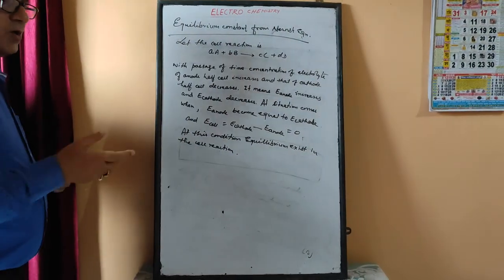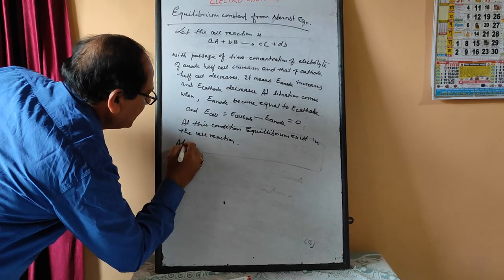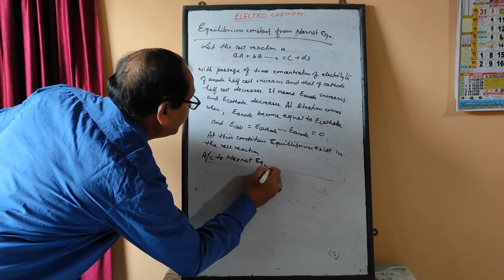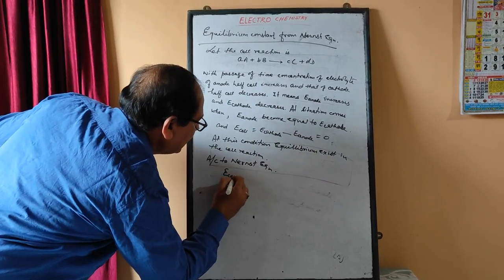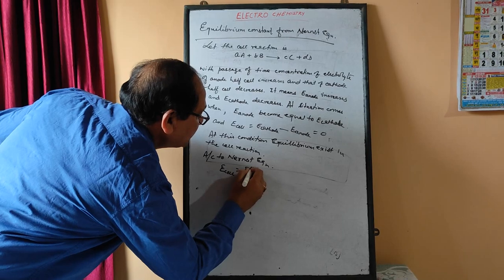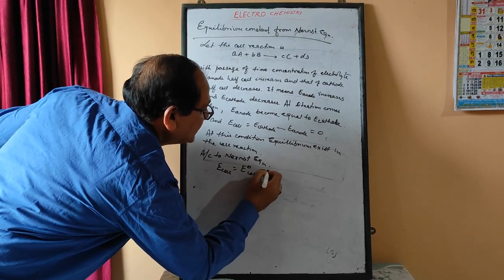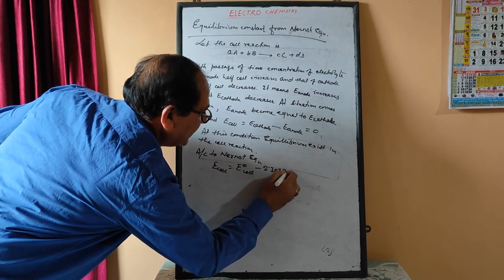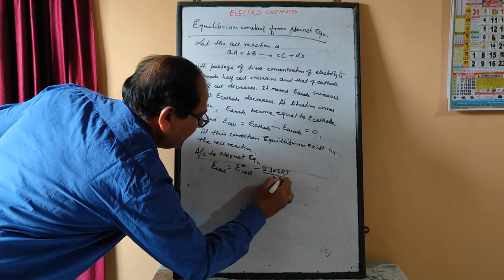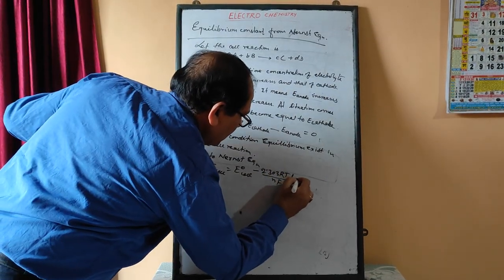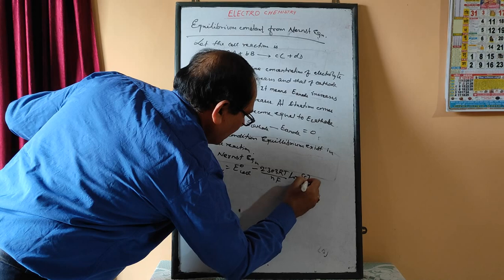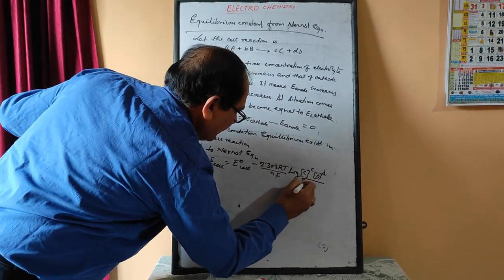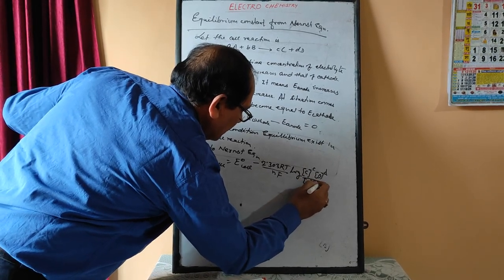Now see, already we have read according to the Nernst equation. So according to the Nernst equation, E cell equals E naught cell minus 2.303 RT divided by nF log of C power c, D power d divided by A power a and B power b.